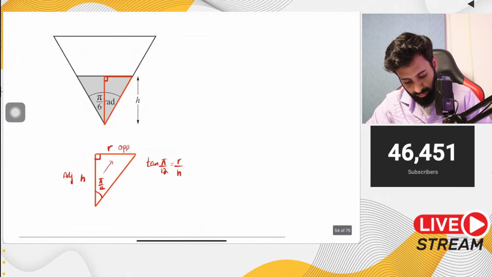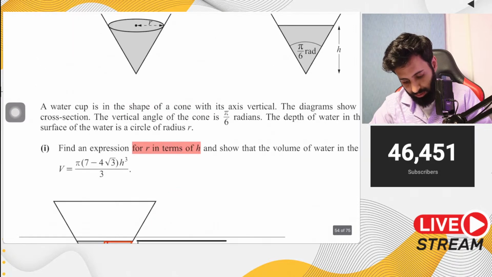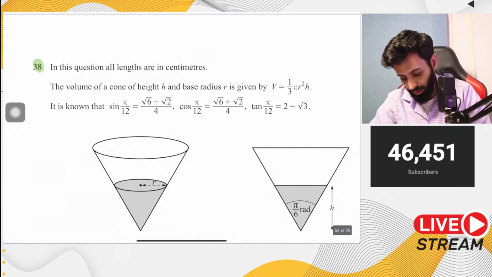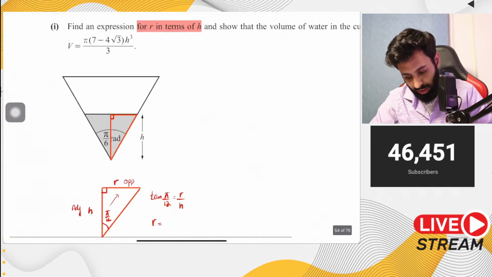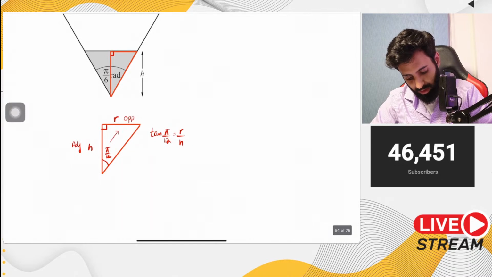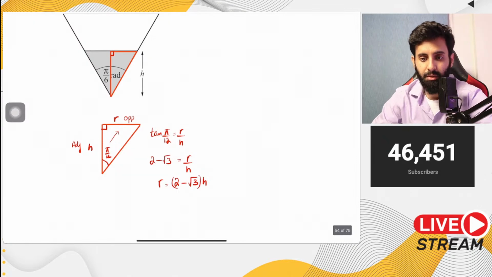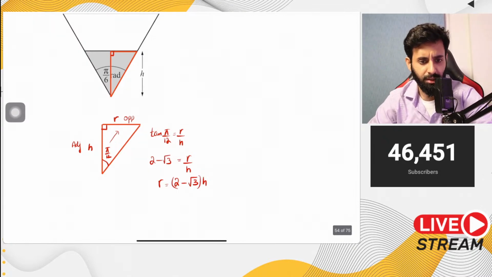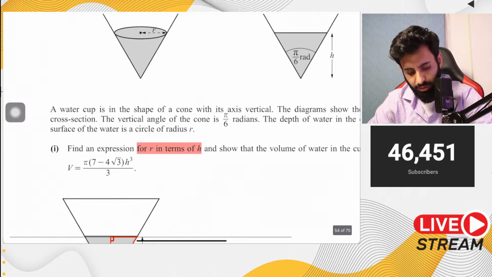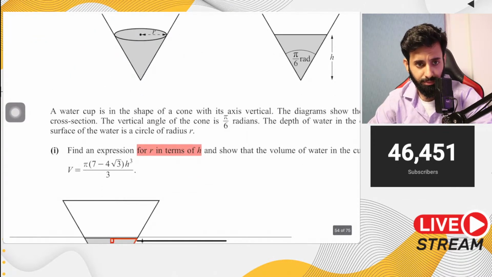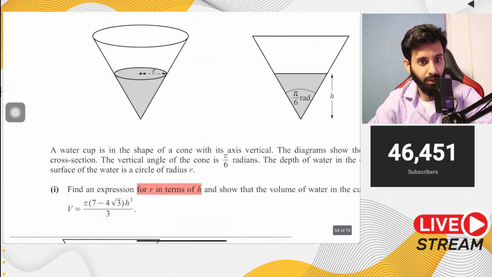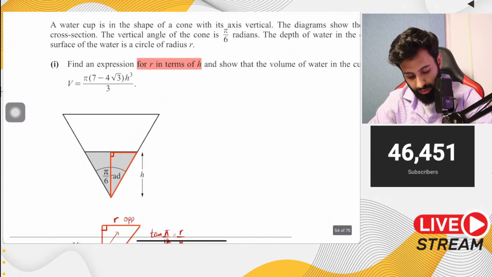Now if you cross multiply, tan pi upon 12 is equal to r upon h. So what's tan pi upon 12? That is equal to 2 minus under root 3. So first replace tan pi upon 12 with 2 minus under root 3, equals r upon h. Now you make r the subject. So r is equal to 2 minus under root 3 into h. So that's what we had to do. We had to find out r in terms of h. We've done that. And that is not the answer to the first part, but at least we're there. So there you go. That's what we're going to use in order to find out the volume.